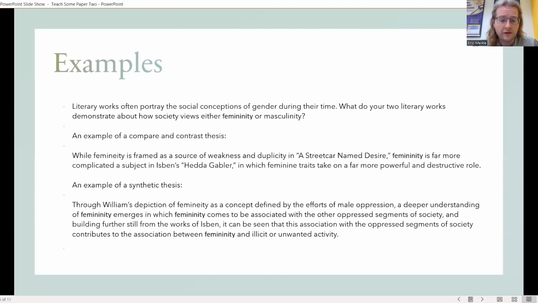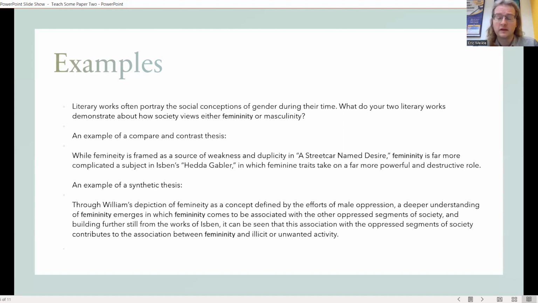Through Williams' depiction of femininity as a concept defined by the efforts of male oppression, a deeper understanding of femininity emerges in which femininity comes to be associated with other oppressed segments of society. And building further still on the works of Ibsen, it can be seen that this association with oppressed segments of society contributes to the association between femininity and illicit or unwanted activity. Here, we're using one of these texts, in this case, Streetcar Named Desire, to set up an initial premise. And from there, we use our secondary text here, Ibsen, to build upon that, to show that when these are taken together, we don't just get 2 separate points, we get a fully fleshed out single claim.